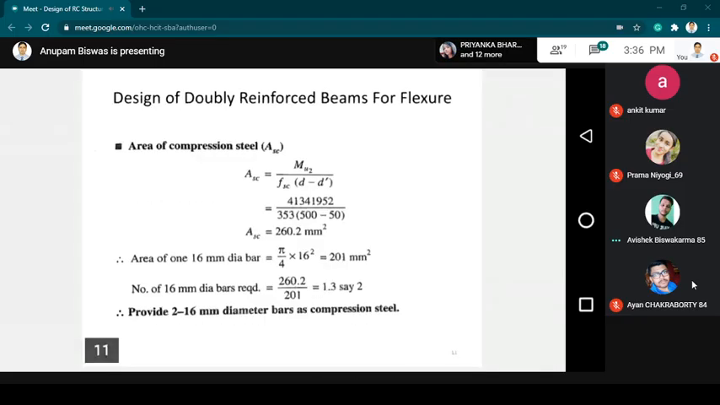Okay, next, moving to the next part. So till now we have discussed the tension zone reinforcement. Okay, Ast1, Ast2, I hope सबको समझ में आया Ast1 क्या है, Ast2 क्या है. Next is Asc, that is compression zone reinforcement, और उसका जो formula है वो है Mu2, in terms of Mu2 by fsc into d minus d dash. So from here we will get the value of Asc, and similarly see here, since the area is lesser, so we can use 16 mm dia bar. So like this way the design is done.